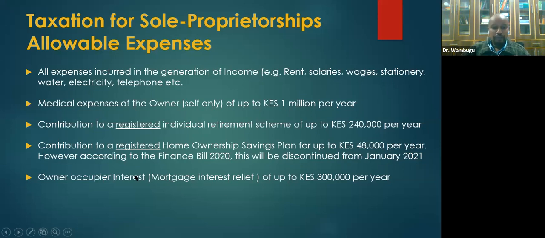Then there's what we call owner occupier interest, which is mortgage interest relief of up to 300,000 per year. Now, this is the mortgage interest on your house, the home where you've bought. The interest on that is an expense that you can deduct from your income. Now, this is qualified in that it has to be a mortgage that you get from a financial institution and not a SACCO. That's number one. And number two, you have to be living in that house. So you can't take a mortgage and then rent out the house and then claim mortgage interest relief. And I hope that's clear.